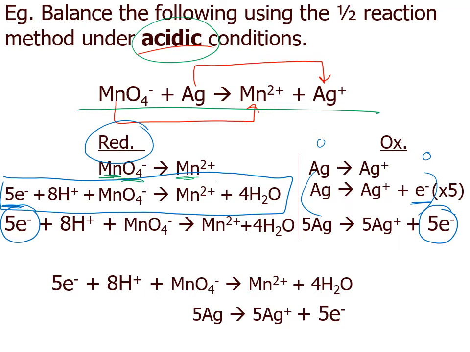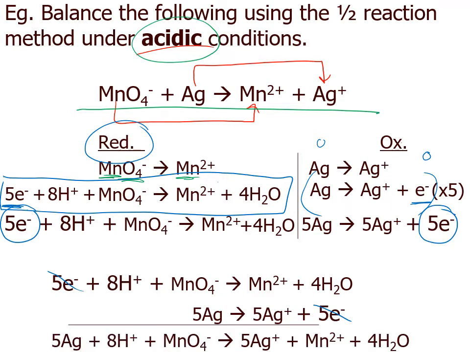Just like adding any other chemical equation, like terms are going to cancel out. Everything that's a reactant ends up on the reactant side, everything that's a product ends up on the product side, and now we have our balanced redox reaction under acidic conditions.